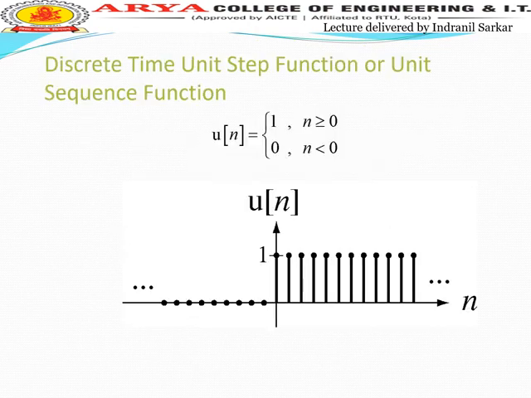Discrete time unit step function or unit sequence function. Here u[n] is equal to 1 when n is greater than or equal to 0, and 0 when n is less than 0, and this is called the unit step function. Here we see that on the right side the value is 1 and it is uniform. That is why it is written as n greater than or equal to 0, the value is 1 always, and in the negative part or the left part it is 0 when n is less than 0.